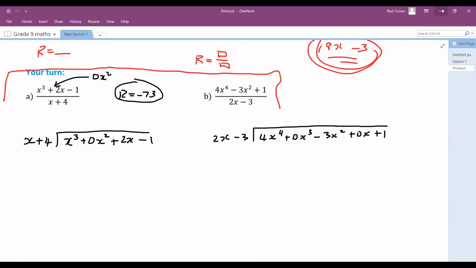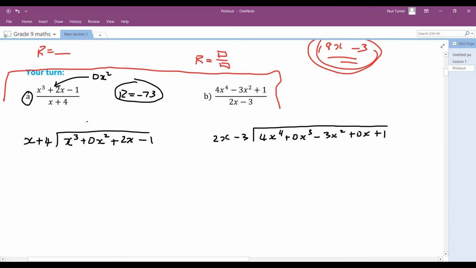Is anyone else getting minus 73 for this part A? Yes or no? B. Yeah, you got it. Okay, I'll go through this one. If you're still a bit slow, you can follow along. But you've got an x cubed, you've got an x. Other student can work on B.